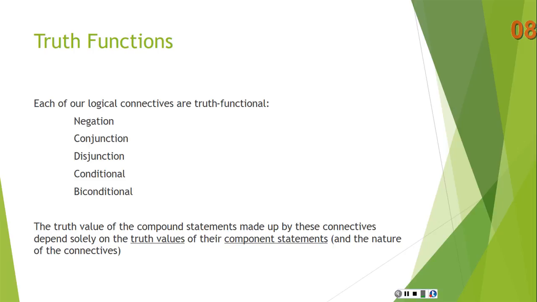Note that each of our logical connectives that we're dealing with in propositional logic are truth functional. Negation, conjunction, disjunction, conditional, and biconditional. The truth value of the compound statements made up by these connectives depend solely on the truth values of their component statements plus the nature of the connectives.